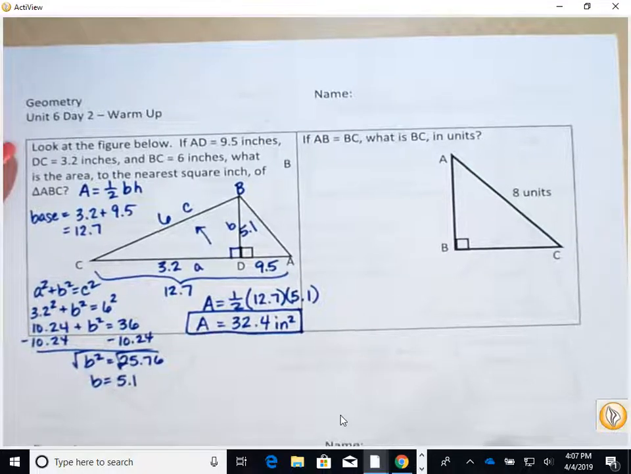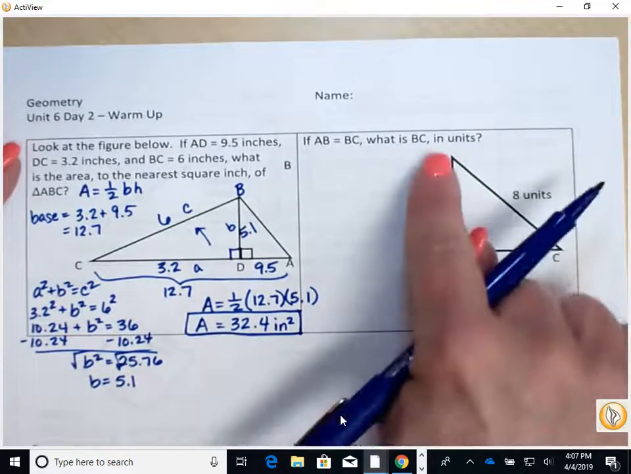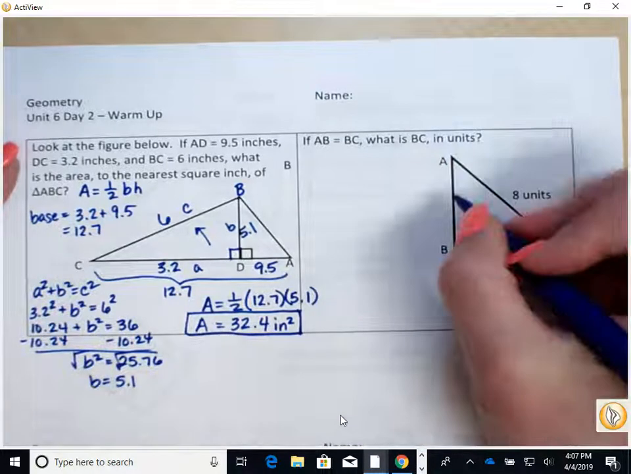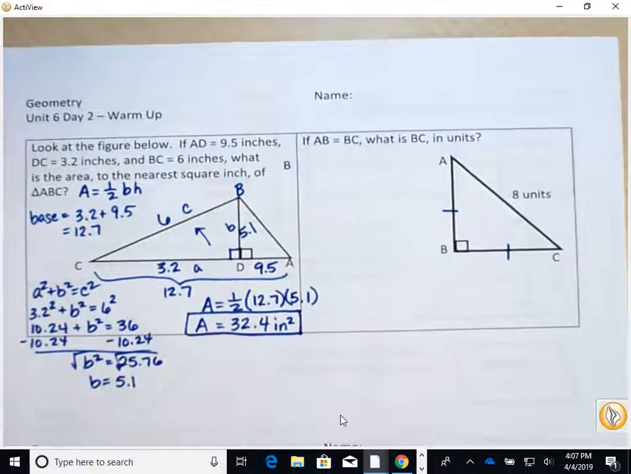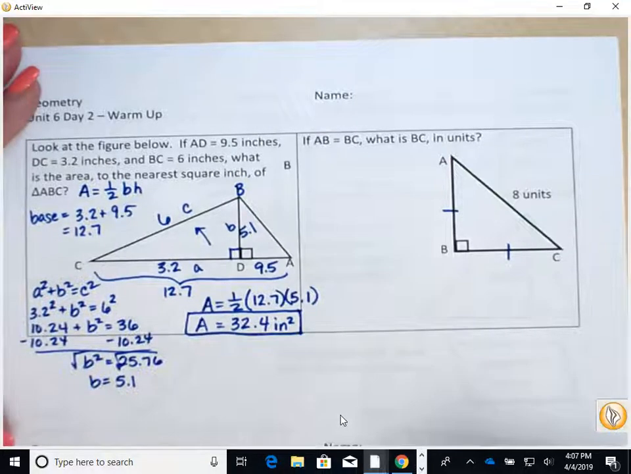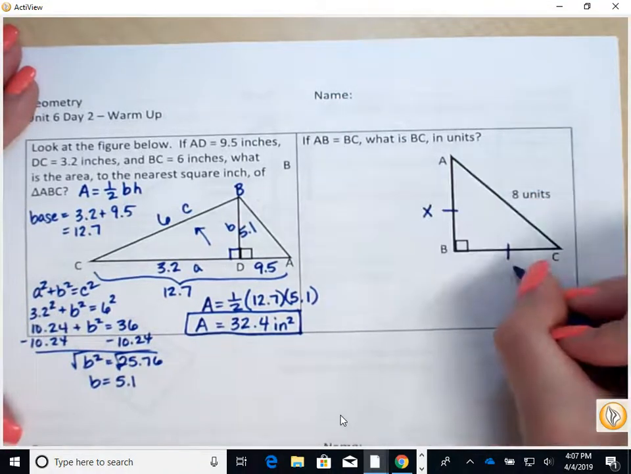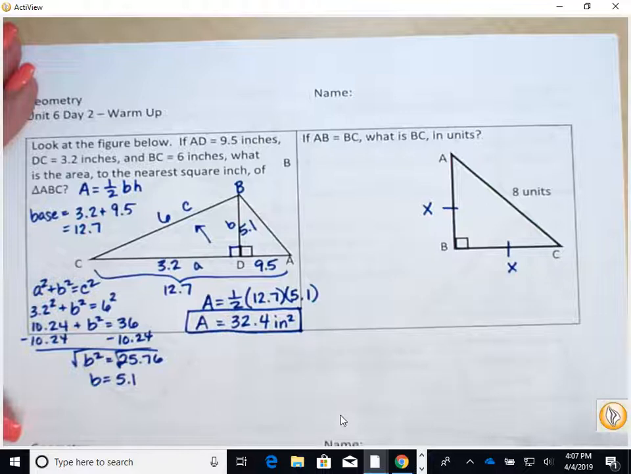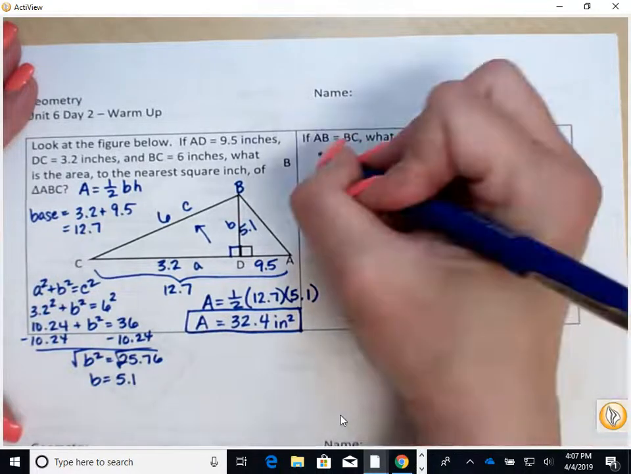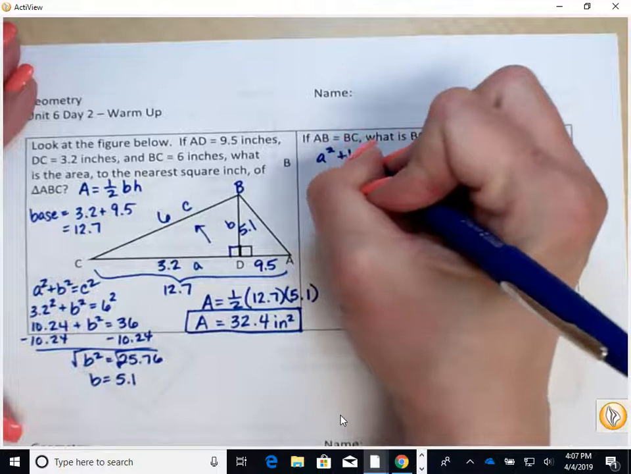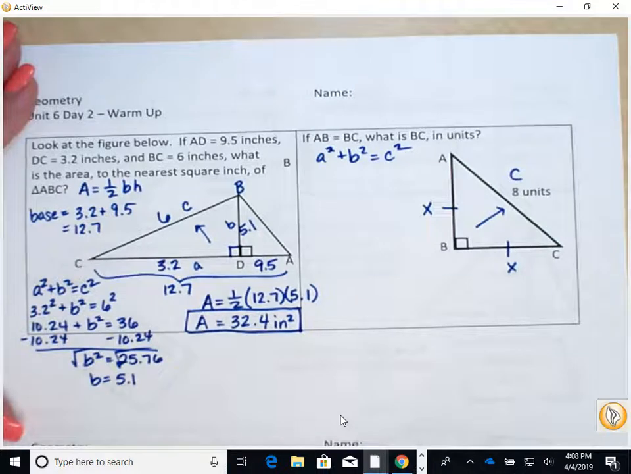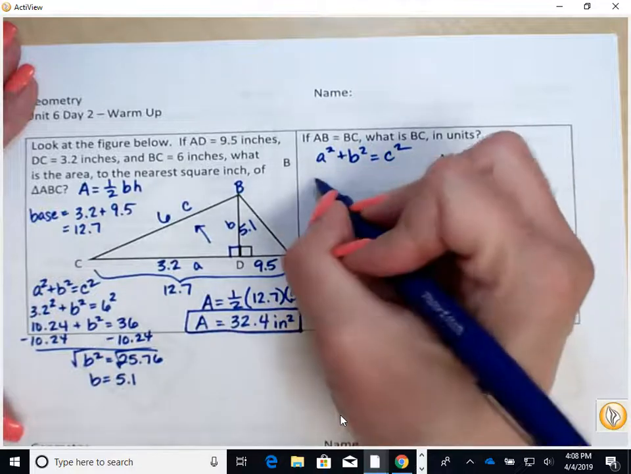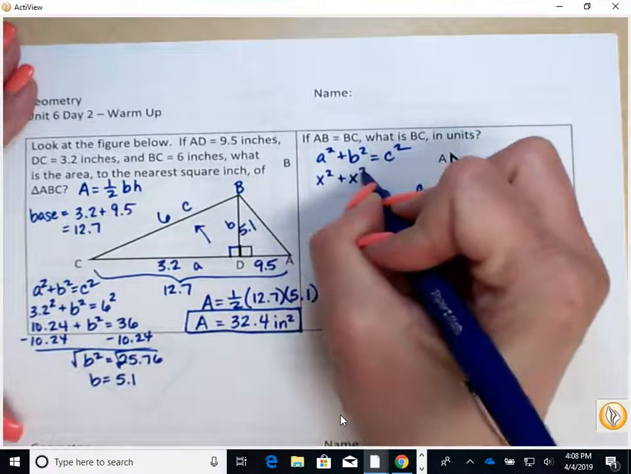All right, next one. If the distance from A to B equals the distance from B to C, then what is BC in units? Good question. All right, so if we don't know what those sides are, but we do know they're equal, what do we do? Give them a variable. So they're both x. Now we still use Pythagorean theorem. A squared plus b squared equals c squared. And in this case, my c side is the side that has the 8. These are my a and b. I'm replacing those a and b with x's. So that's x squared plus x squared equals 8 squared.